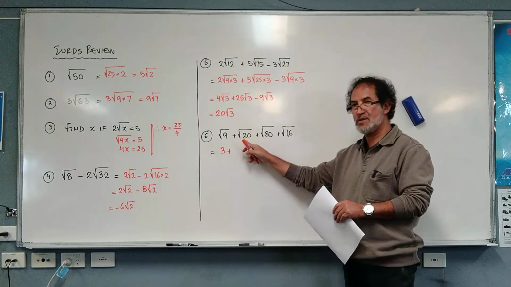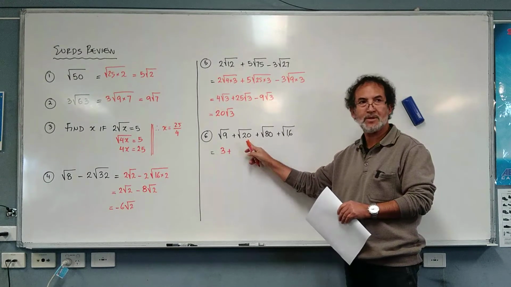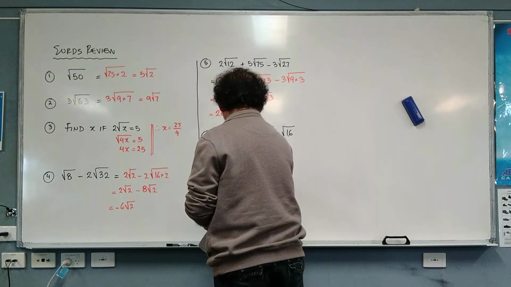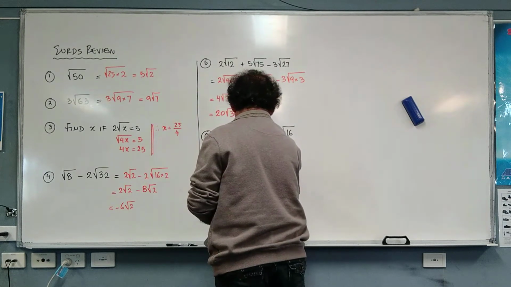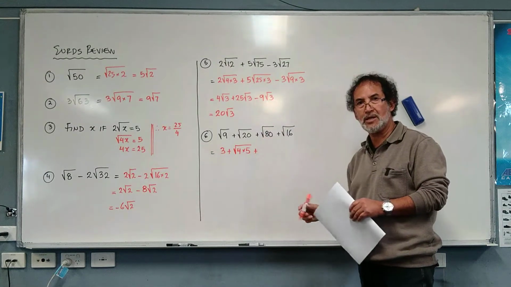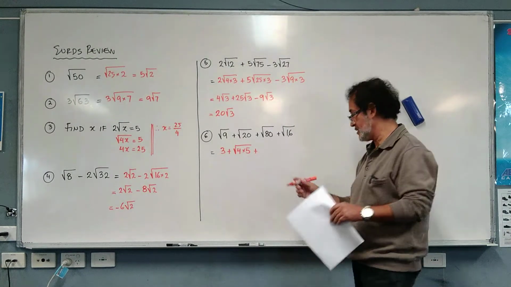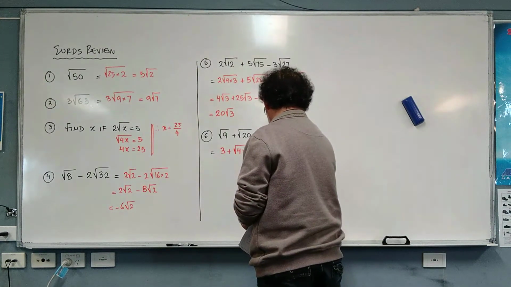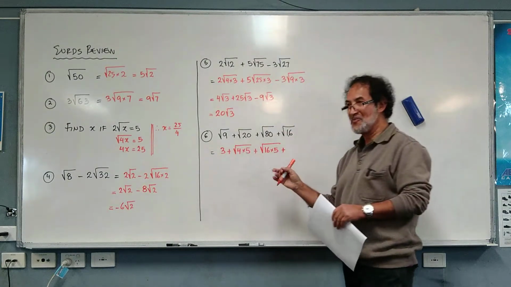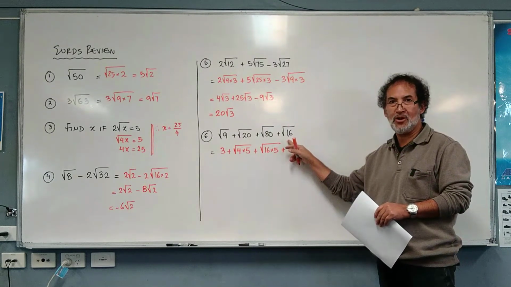Okay, so the highest number that goes into 20? 4. How many times? 5. Okay. And then we do the same with the other one. Okay, so the highest square number that goes into 80. How many times? 5. And the answer for this is just 4, alright?